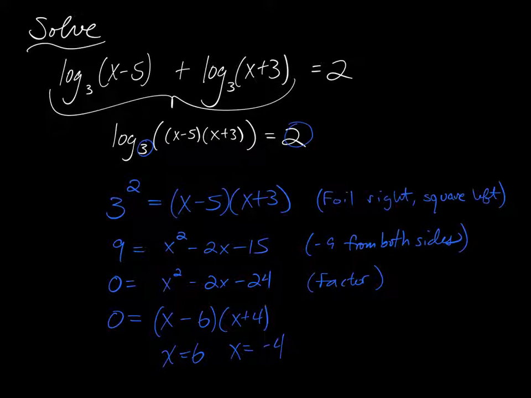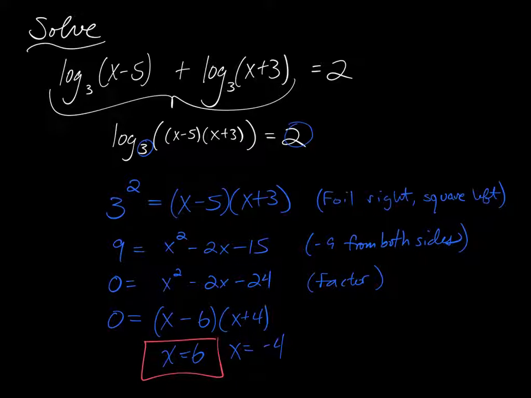So now we have to check our answers. I'm going to take 6 and put it in for all the x's up here. And I need to make sure the entire argument is positive. So 6 substituted in here, 6 minus 5 is 1, that's positive. The argument is positive if 6 is substituted in for x. If I take 6 and substitute it in here, 6 plus 3 is 9, that's positive. Both arguments are positive. When we substitute 6 in, that is a good answer.